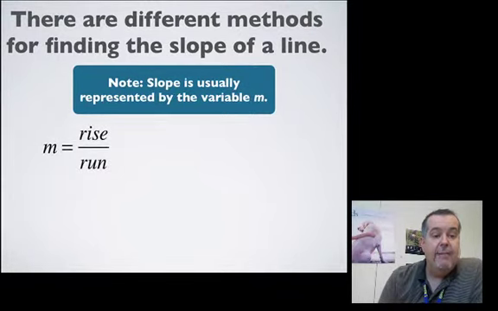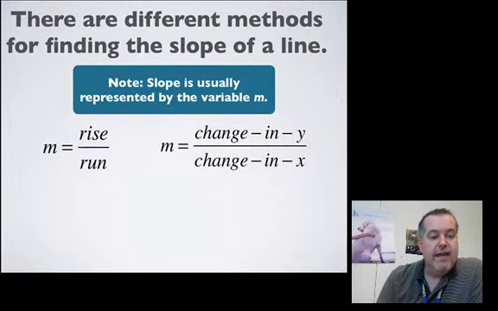One is m equals rise over run, or rise divided by run. And that's something we just recently took a look at, how to do that. We can also say that m, or slope, is equal to change in y divided by change in x, which is pretty much another way of saying rise and run.